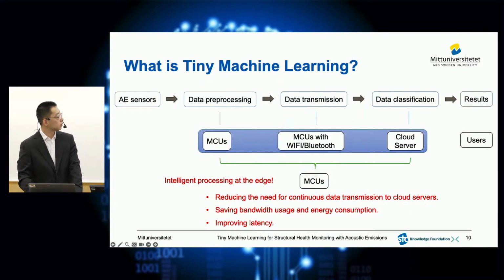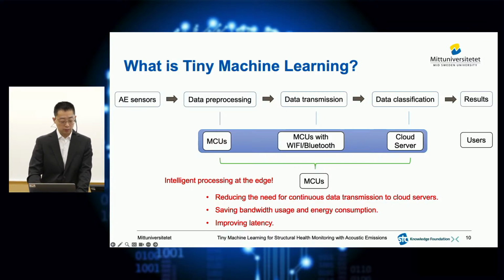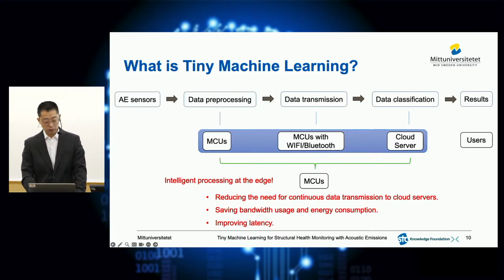So how could we handle this problem? Tiny machine learning could help. Tiny machine learning actually replaces several parts of the original machine learning based structural health monitoring. Traditionally, we use data preprocessing at microcontrollers, and then through Wi-Fi, Bluetooth, or other communication methods, transfer the data to the cloud or server. But with tiny machine learning, we could replace all these three parts just on the MCU, on microcontrollers, bringing intelligent processing to the edge. In that case, we could reduce the need for continuous data transmission, save bandwidth and energy consumption, and also improve the latency.